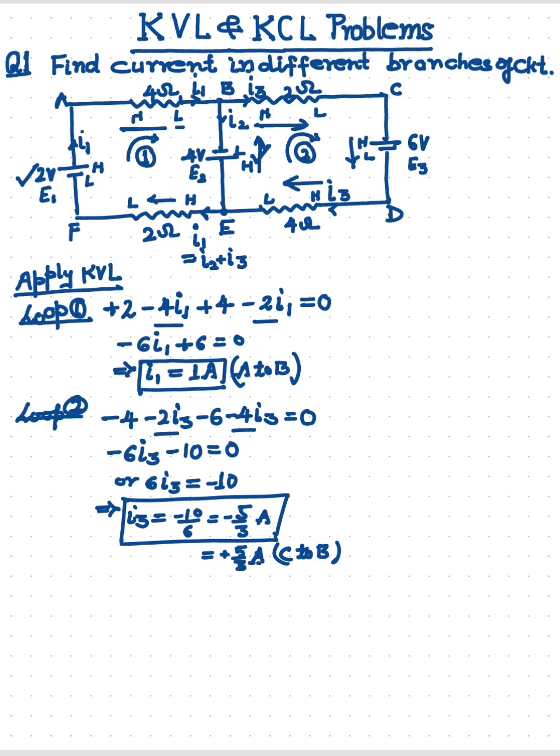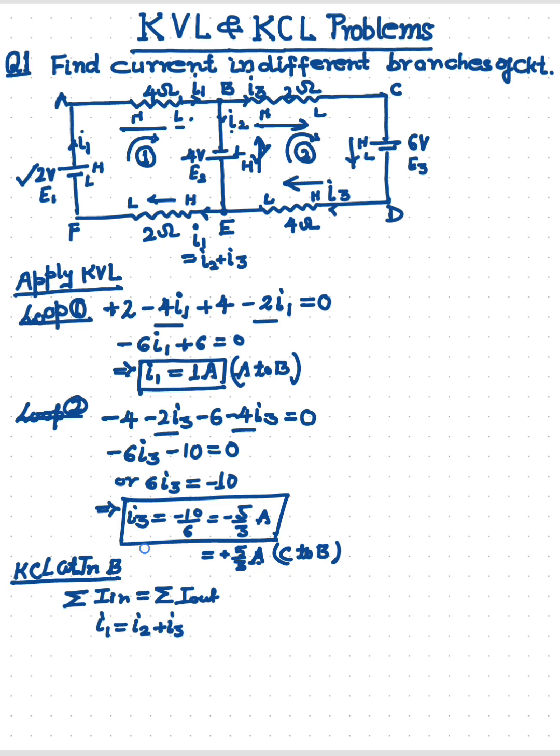Now, how to find I2? Then apply KCL at junction B. At junction B, this current I1 is dividing into two parts, I2 and I3. So KCL is: summation of incoming current equals summation of outgoing current. Clear? Incoming current here is I1, and I2, I3 are outgoing currents. So I1 will be equal to I2 plus I3.